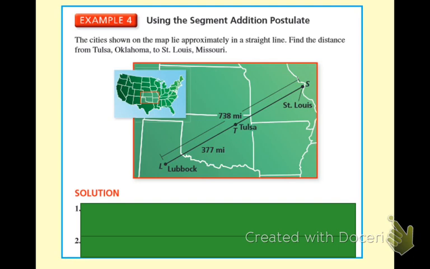You're taking a road trip from that word to St. Louis. Don't ask me what that means. How far is the entire trip? 738 miles. How do you know that? Because it said from L to S is 738. Yeah. It shows you. The whole thing is 738. How far have we already traveled? 377. So how do I find what remains? Subtract.